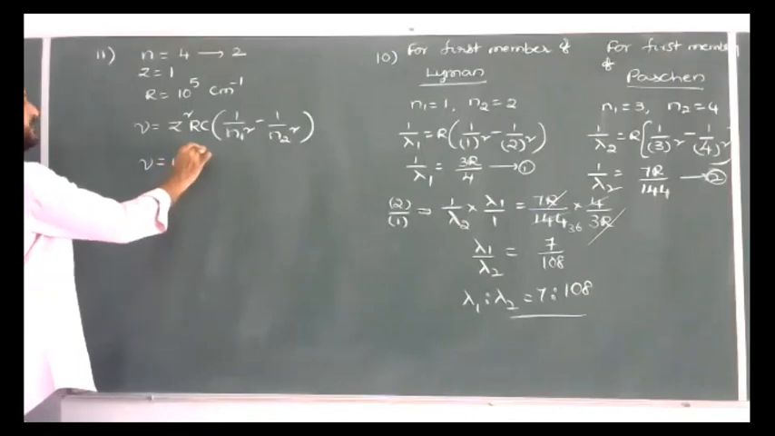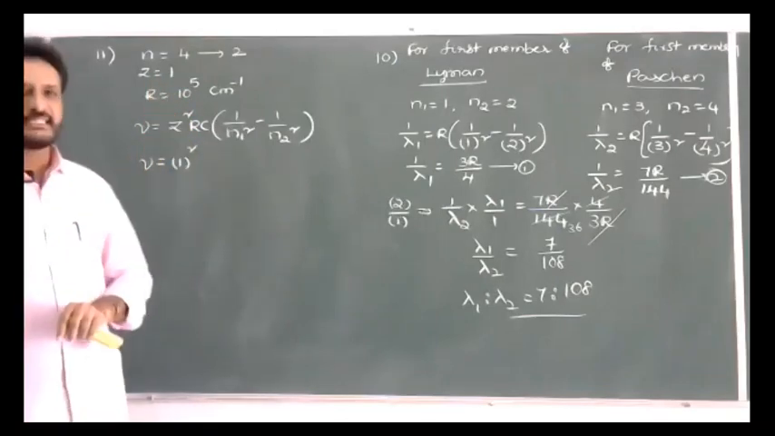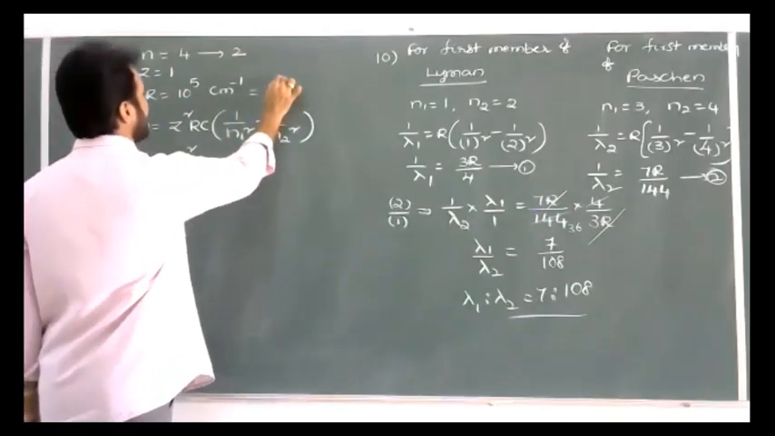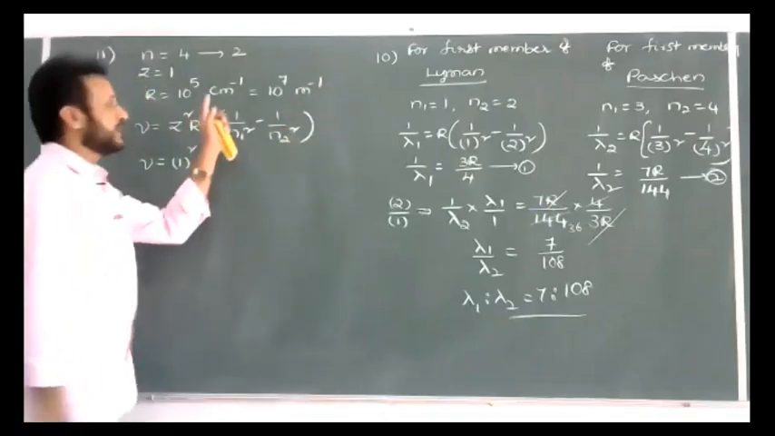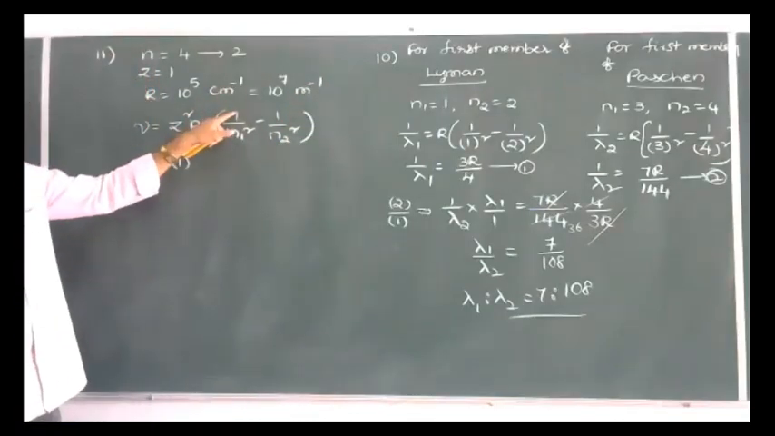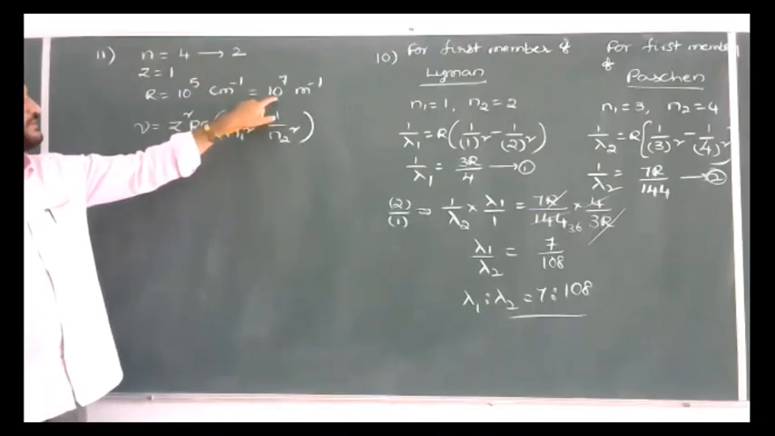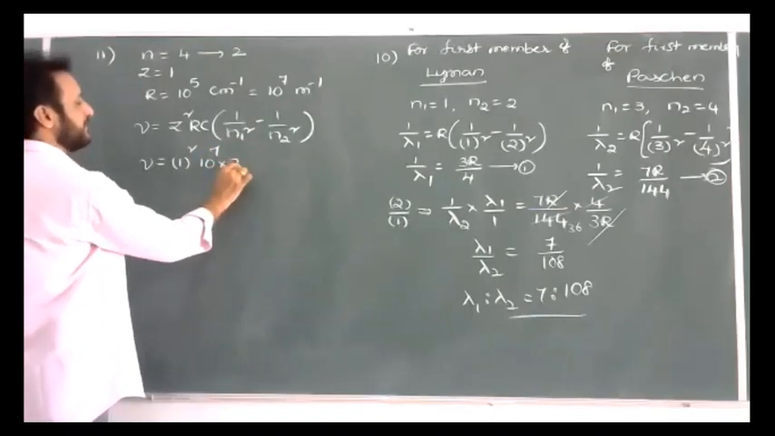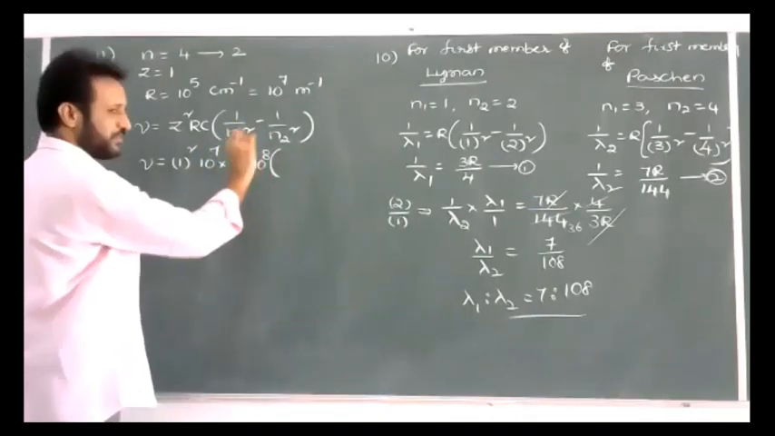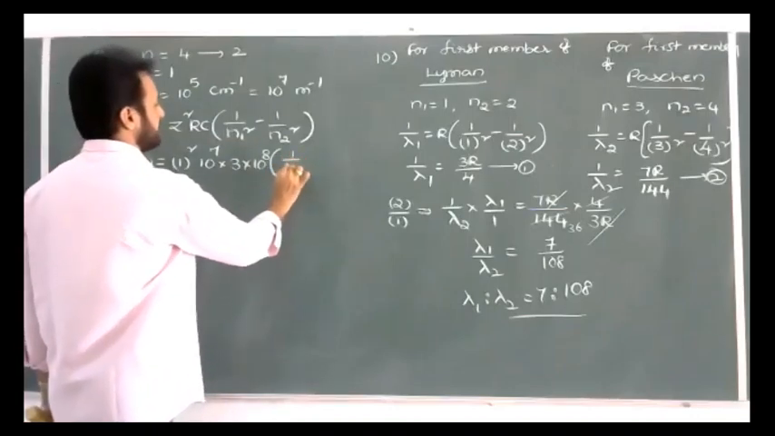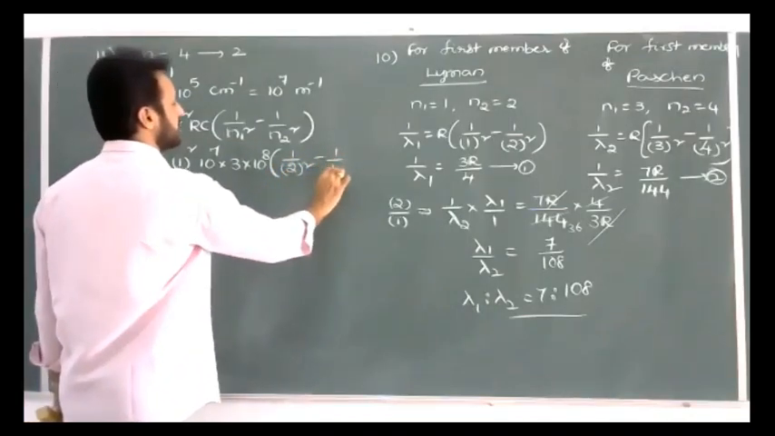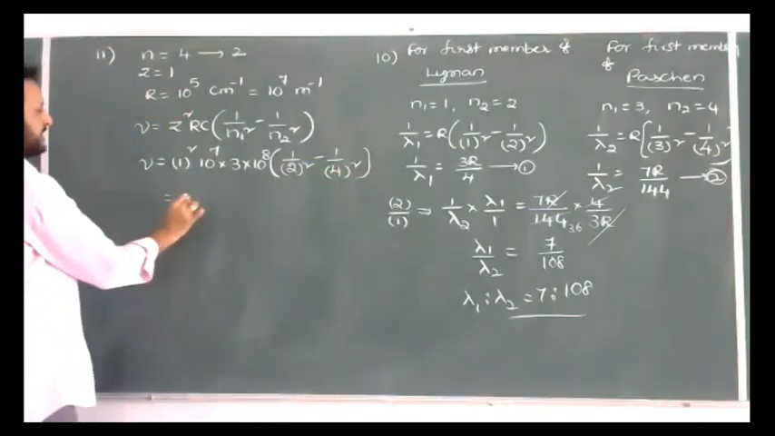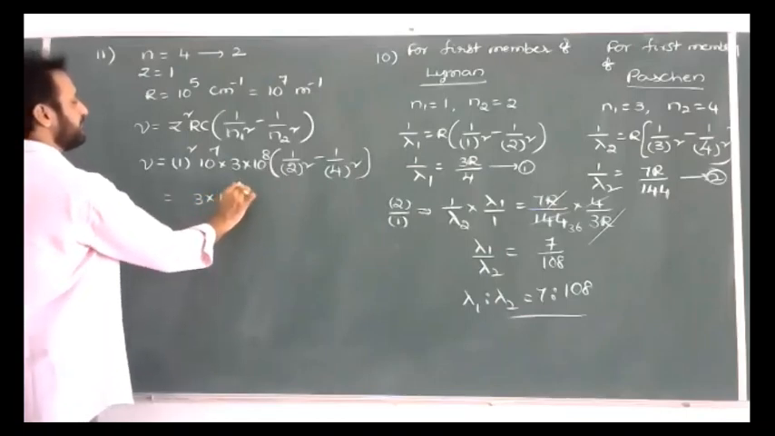so 1 square into Rydberg constant. They gave it in per centimeter, but you have to convert into meters, that is equal to 10 to the power of 7 per meter, because 1 centimeter is equal to 10 power minus 2. So it will be 10 power 7 per meter into 10 to the power of 7, and the speed of light we know 3 into 10 to the power of 8, into 1 by 2 square minus 1 by 4 square, because the lower orbit is 2 and the higher orbit is 4. That equals 3 into 10 to the power of 15.